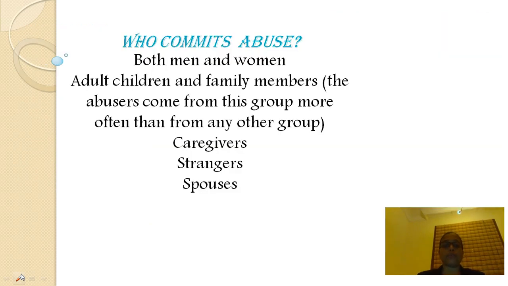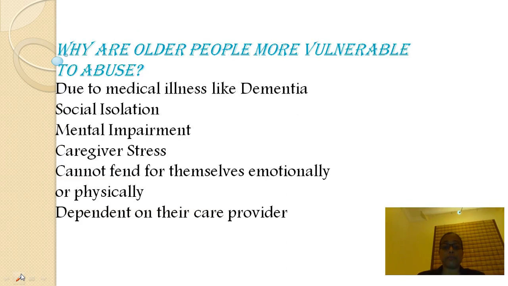Who commits abuse? It can be both men and women, adult children, and family members. The abuse comes from this group more often than any other group. It can also be caregivers or care providers, strangers, and even spouses. Why are older people more vulnerable to abuse? This could be due to medical illness like dementia, social isolation, mental impairment, caregiver stress. They cannot fend for themselves emotionally or physically, and they become dependent on their care provider.